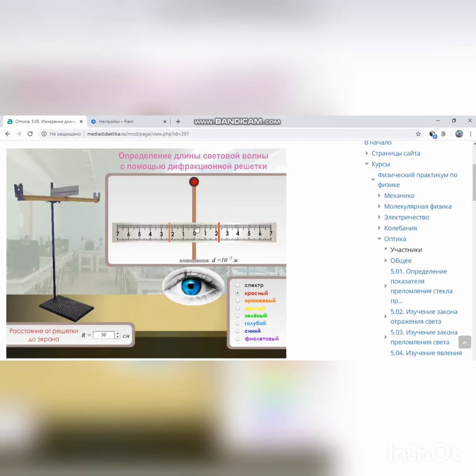Here S is the distance between the central band and the spectrum. R is the distance between the diffraction grating and the screen. D is the diffraction grating constant. K is the order. In this laboratory work, K is equal to 1 because it is a virtual laboratory.